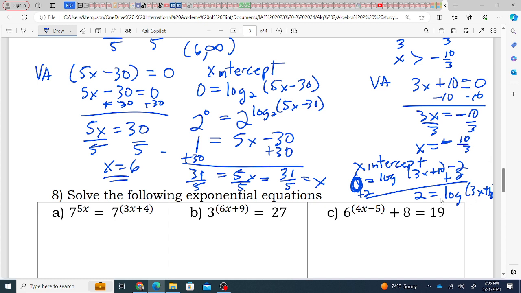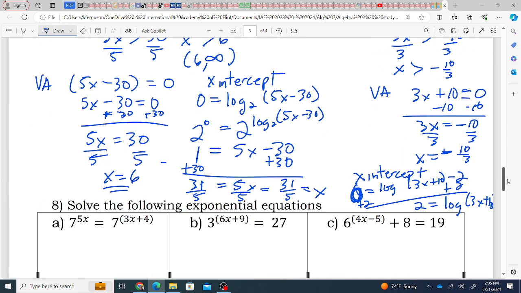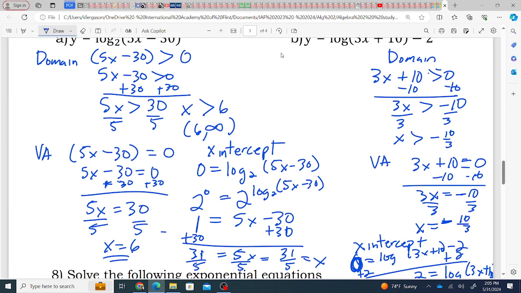And then from there, I need to exponentiate. Let me see, can I make some room somewhere? All right, so let's go back up here. 2 equals log of 3x plus 10. The next thing I'm going to do is look at my base for my log, which is 10. So I'm going to exponentiate and put 10 on both of these. So that's 10 to the second power equals 10 to the log of 3x plus 10.